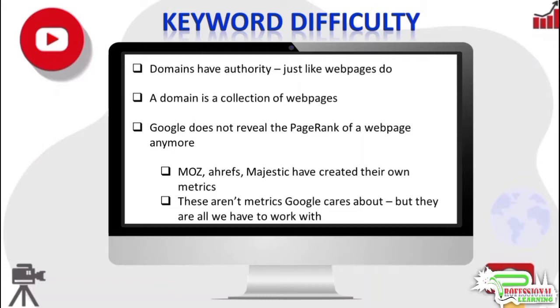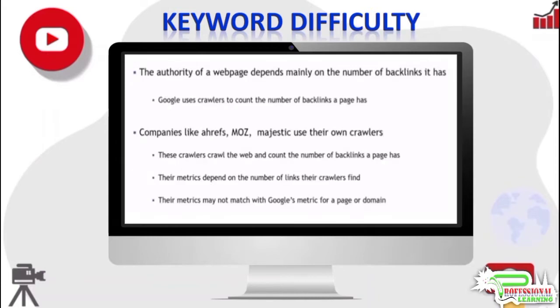So these companies have crawlers that go out into the World Wide Web and try to find all of the web pages that link to and are linked from any particular web page. The metrics they report depend primarily on the number of links their crawlers are able to find. This is an operation that requires an enormous amount of resources and computing power. Since none of these companies can match Google in terms of resources and computing power, the number of links they discovered may not be comparable to what Google discovers.